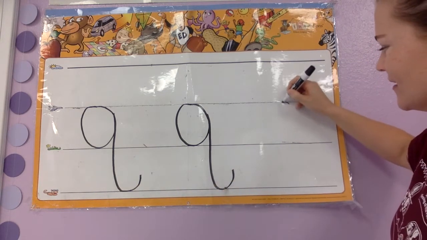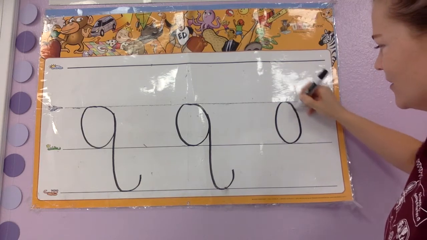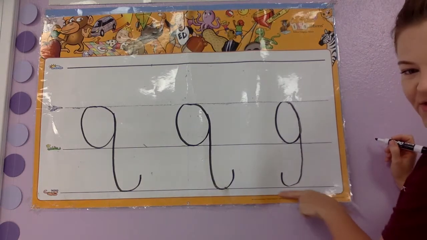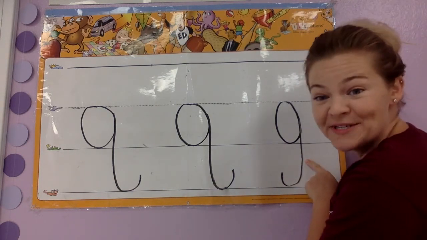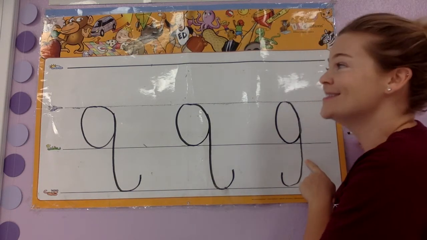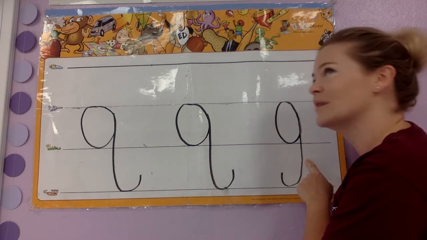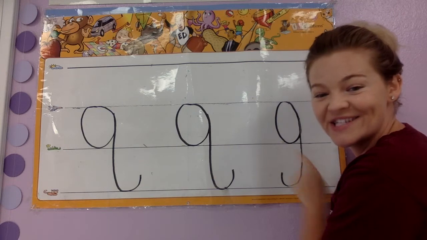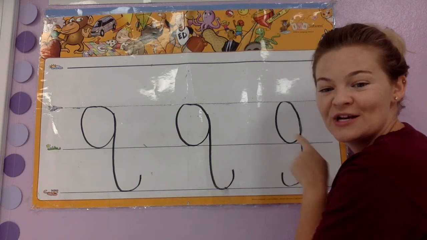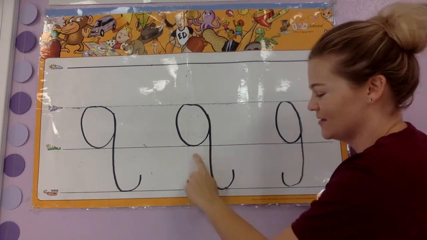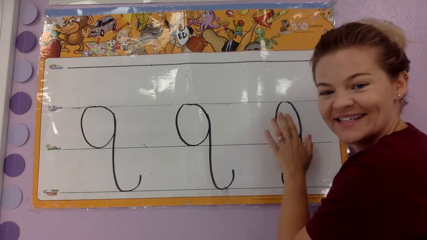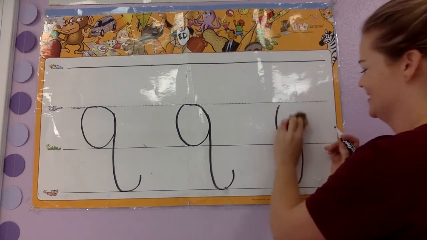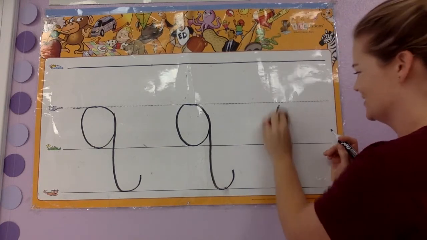Look at this. If you do a great Q, but your tail curves the other way, what letter does it turn into? It turns into a G. It turns into a totally different letter. But we've already done G. We've already practiced G's. We're practicing Q's. So make sure that your tail goes the right way. This is G. G makes a G sound. So we don't want to do G's.